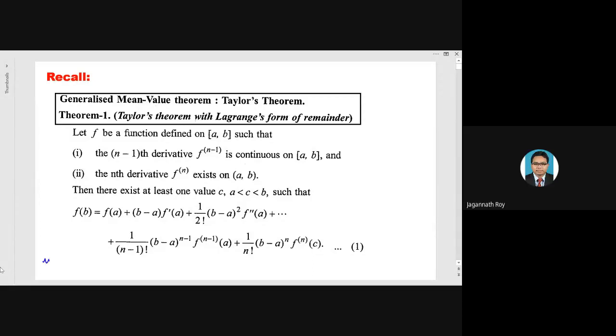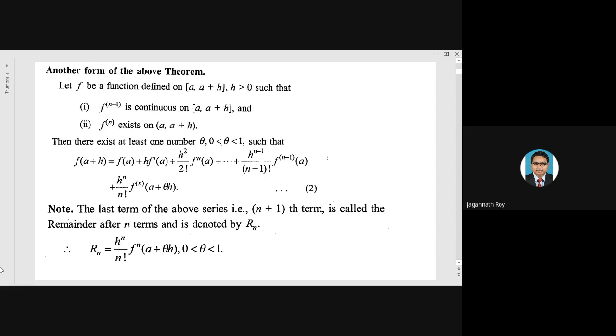Okay, so we recall what we have discussed in the last class. Previously, we discussed the idea of Taylor's theorem and Taylor series, Maclaurin's theorem, Maclaurin series. But in the last class, I followed this equation. This expression is also okay, but remember, it is saying that the remainder after n terms. So that is why we are taking h to the power n by n factorial.